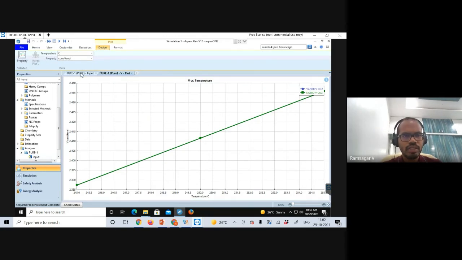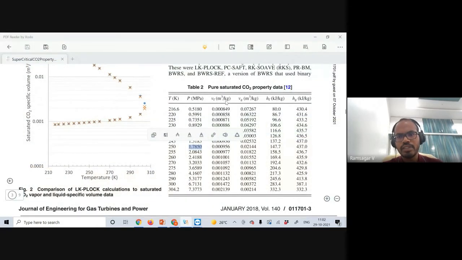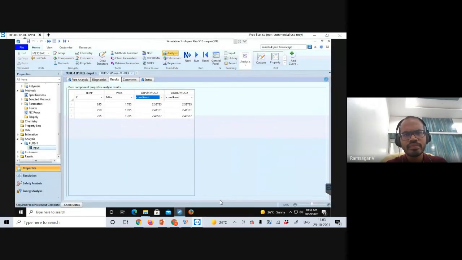You can also see this in terms of results. We want 250, 1.785. The value in cubic meter per kilomole is this, but the value given here is cubic meter per kg. The molecular weight is 44, so let me divide this by 44 and see what we get. What is the temperature we thought of? 250, right? 250, 1.785.